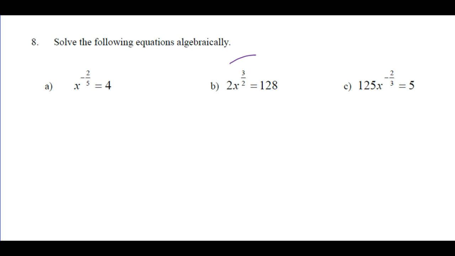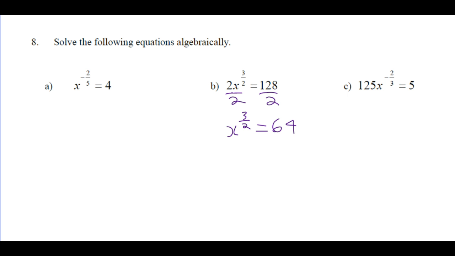So when I go to solve this, okay, we know how to do it, right? I've got to get the x to the 3/2. I need to get rid of this 2 first. So I need to divide both sides by 2 and get x to the 3/2 is equal to 64.